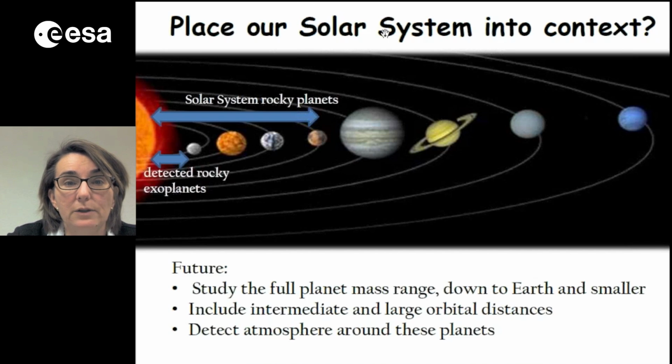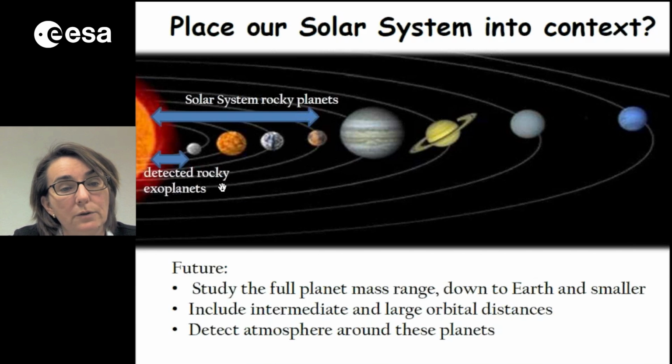So if you want to place our solar system into context, this is a way to wrap up where we are today. If we take the orbital distance range where rocky exoplanets have been detected up to now and mark it in our solar system, they would all lie well within the orbit of Mercury. So all the detected rocky planets today are very close to their star, too hot to be habitable, except some few examples around M-dwarfs.